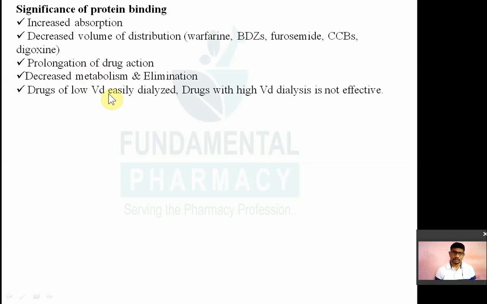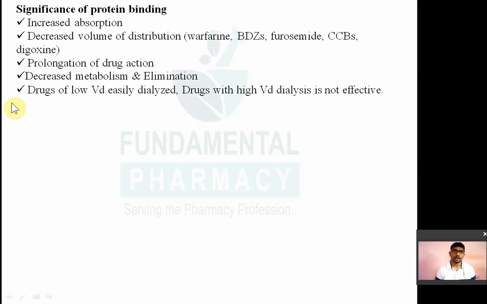How? See, protein bound drug is not available for metabolism. Protein bound drug is not available for distribution. Protein bound drug is not available for elimination. Protein bound drug is not available for therapeutic effect. Okay, so temporary protein binding of drug will increase the duration of action by releasing the drug slowly. Okay, so that's how protein binding of drug will increase the duration of action. Now protein binding of drug will decrease the metabolism and elimination because protein bound drug is not available for metabolism, distribution, elimination and therapeutic effect also.